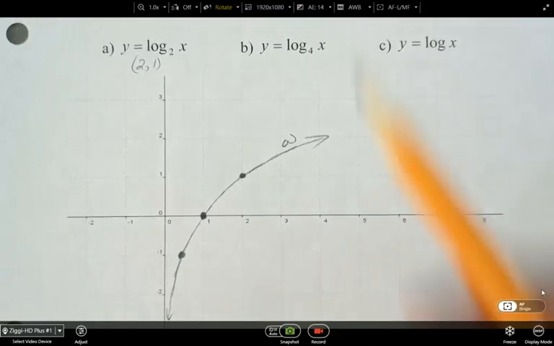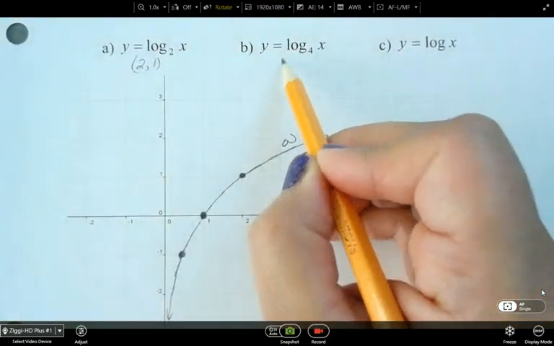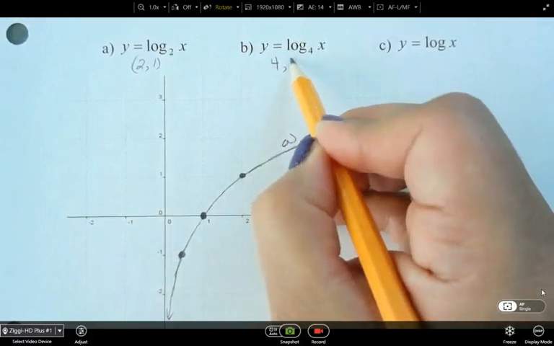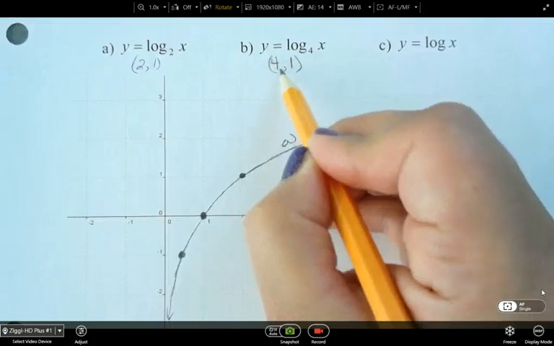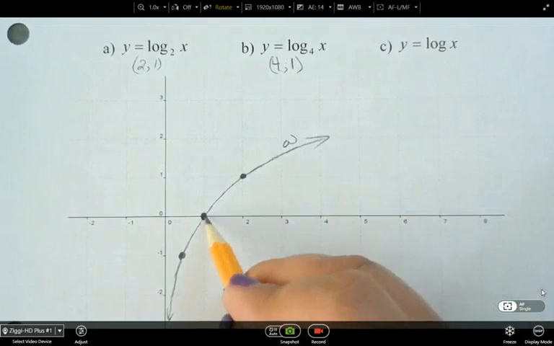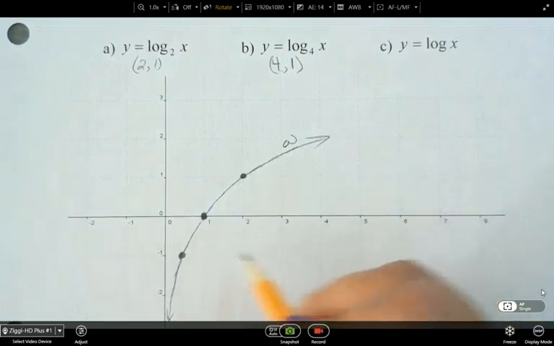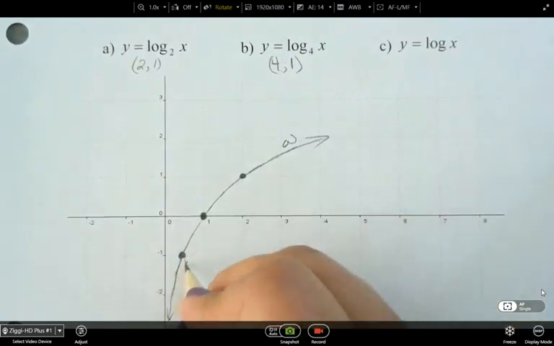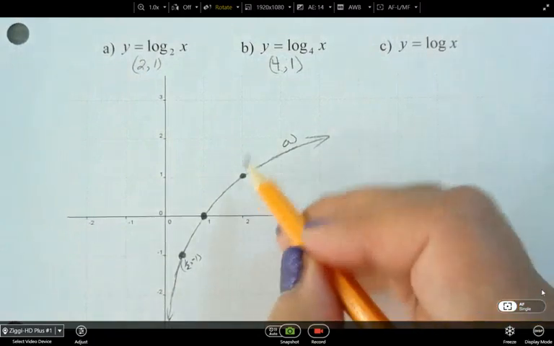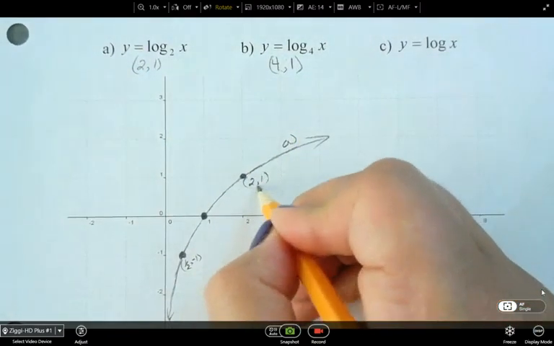Now for B, where is the main point going to be? It's going to be at 4, 1, since it's base 4. Wait, for A, you said -1 is going to equal a half, right? So this is a half. It might not look like a half, but x is a half here at y equals -1. Okay, so a half and then -1 right there. So this is 2, 1, that point right there.